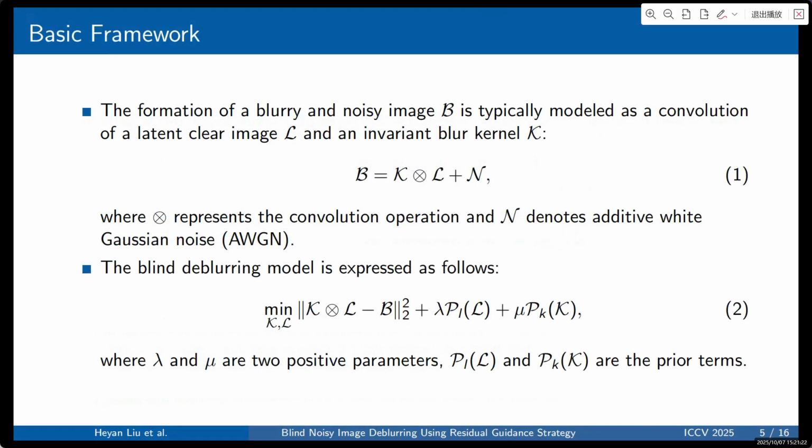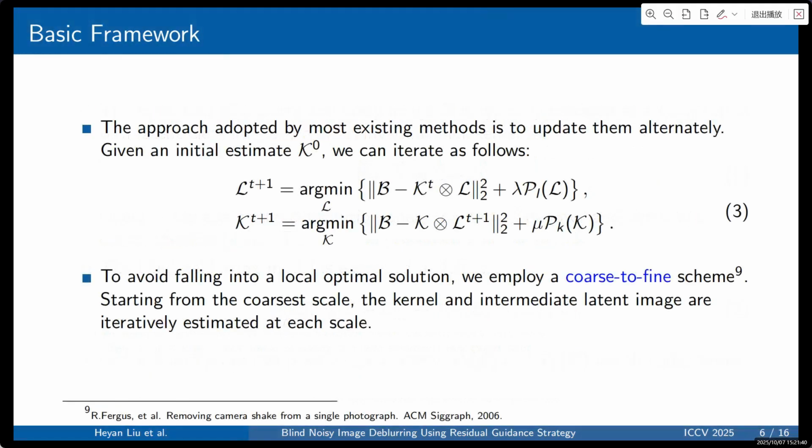Mathematically, a blurry and noisy image can be modeled as the convolution of a latent clear image and a blur kernel, plus random noise. Most existing algorithms solve this problem with an alternating update strategy. Starting from an initial kernel, they estimate the latent image, then update the kernel using that image, and iterate. To avoid local minima, they usually adopt a coarse-to-fine scheme, refining the solution from low to high resolution.